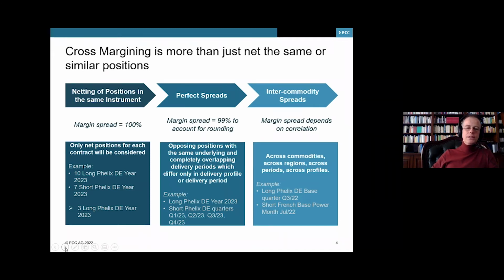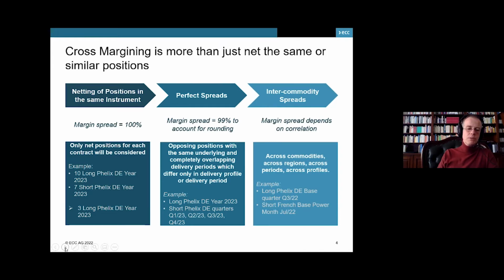On that slide, you can see 3 example portfolios. On the left-hand side, it's pretty simple stuff that's not really cross-margining, that's only netting. The example shown here is you have 10 futures, long German baseload power, the calendar, and you have a position of 7 short contracts of exactly the same contract. Here you don't need any cross-margining and stuff like that. It's just a simple netting.